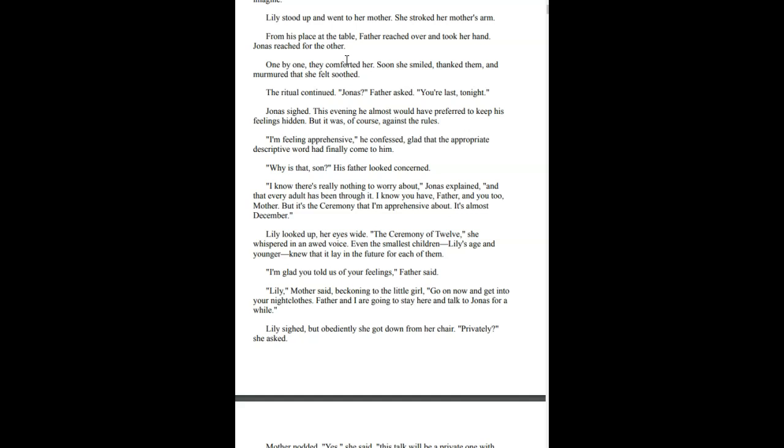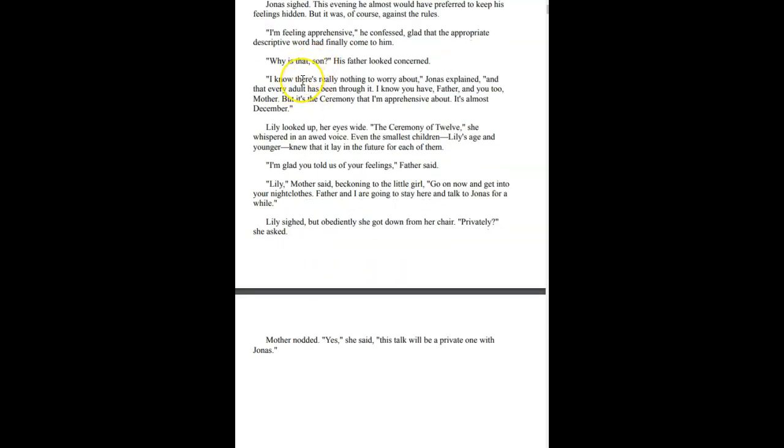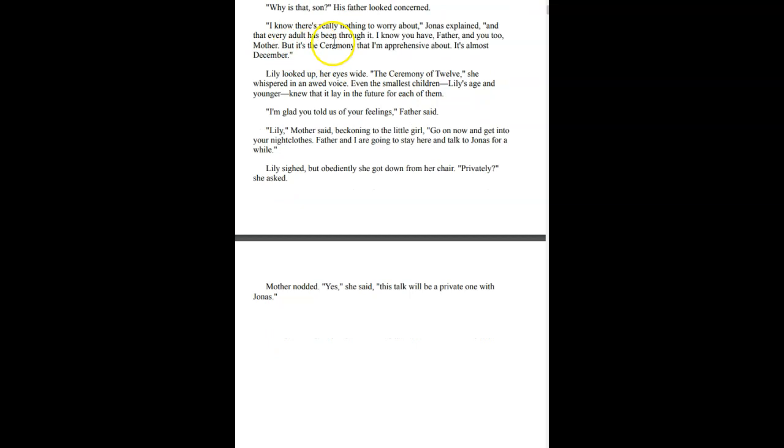Jonas sighed. This evening, he almost would have preferred to keep his feelings hidden, but it was, of course, against the rules. "I'm feeling apprehensive," he confessed, glad that the appropriate descriptive word had finally come to him. "Why is that, son?" His father looked concerned. "I know there's really nothing to worry about," Jonas explained, "and that every adult has been through it. I know you have, father, and you too, mother, but it's the ceremony that I'm apprehensive about."